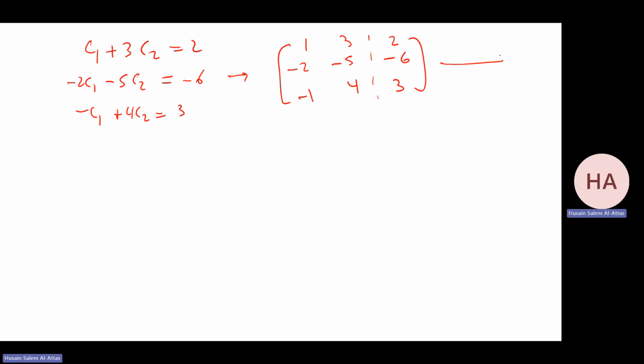Then I will use Gaussian elimination. Multiply R1 and add to R2, and R1 plus R3, to see what will happen. What will I have? 1, 3, and this is 2.